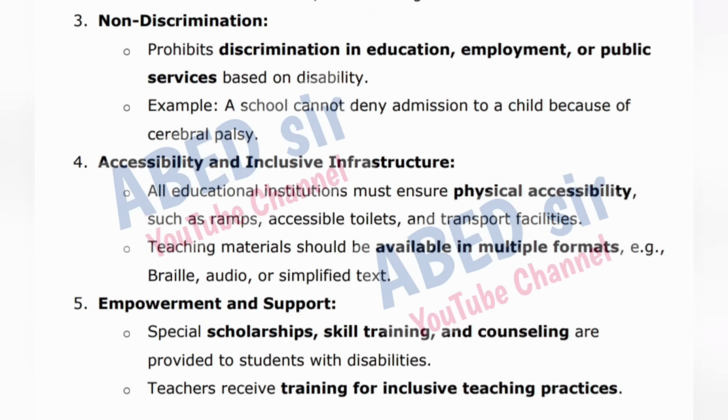All educational institutions must ensure physical accessibility, such as ramps, accessible toilets, and transport facilities. Teaching materials should be available in multiple formats, example, Braille, audio, or simplified text. 5. Empowerment and support. Special scholarships, skill training, and counseling are provided to students with disabilities. Teachers receive training for inclusive teaching practices.